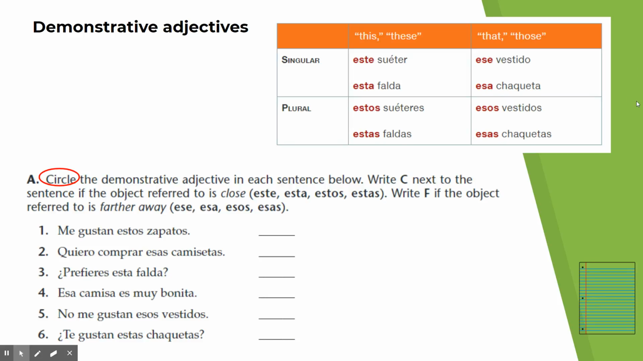Okay, I want you to check your answers and keep track on your paper and fix any mistakes that you had. So you should have circled estos, which is close. Esas, which is far. Esta, which is close. Esa is far away. Esos, also far away. Estas is close. Put a little note next to the activity to let me know how you did. Big smiley face, kind of a smiley face, frowny face. How did you do there?